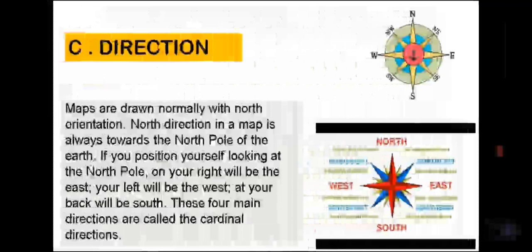Direction. Maps are drawn normally with the north orientation. North direction in a map is always towards the north pole of the earth. If you position yourself looking at the north pole, on your right will be the east, your left will be the west, and at your back will be the south. These four main directions are called the cardinal directions.